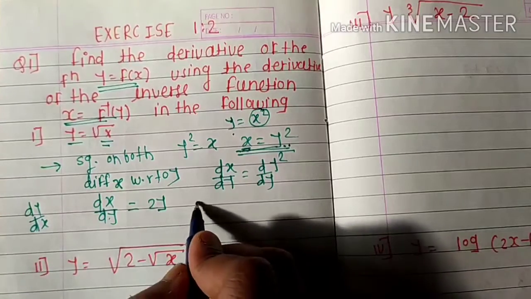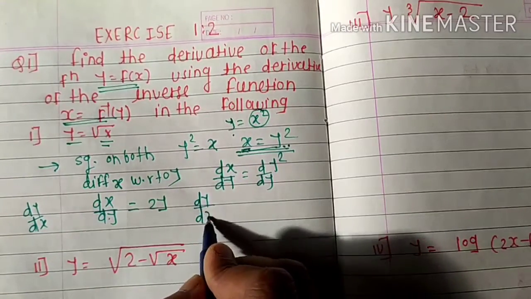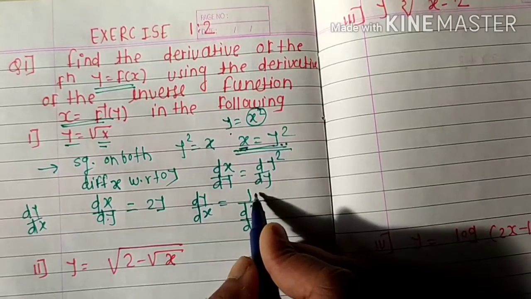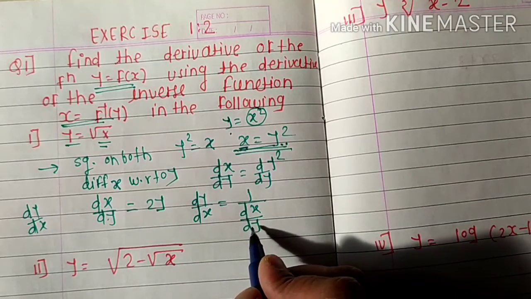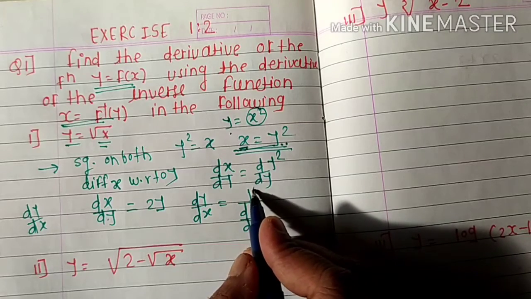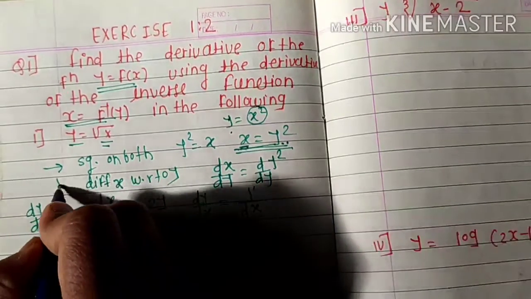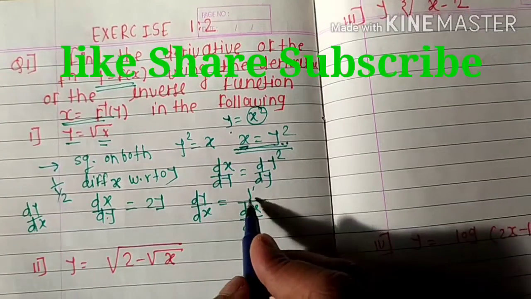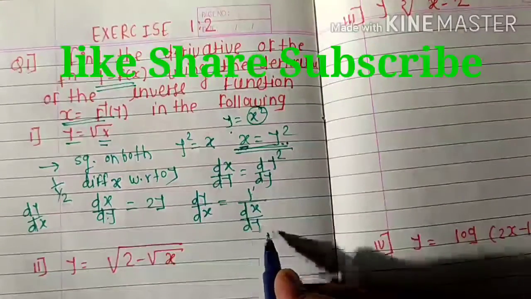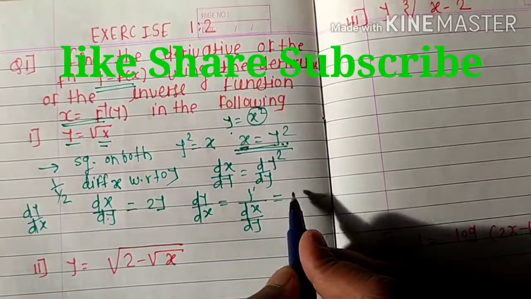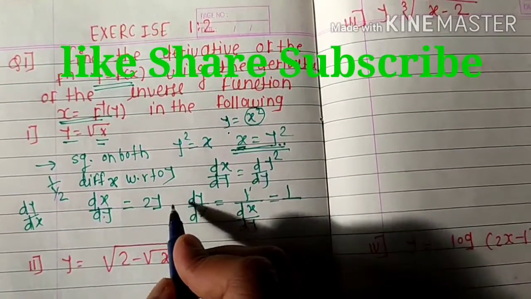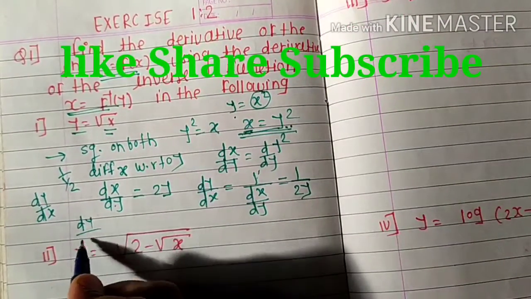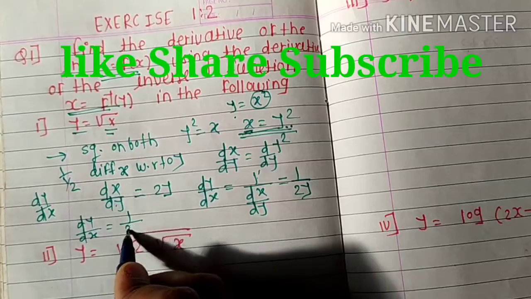Then what is dy by dx? dy by dx is nothing but 1 upon dx upon dy. That is the reciprocal of dx upon dy. When we take the reciprocal, it becomes dy by dx. Then this 1 upon dx upon dy, here dx upon dy is 2y, so dy by dx is equal to 1 upon 2y.